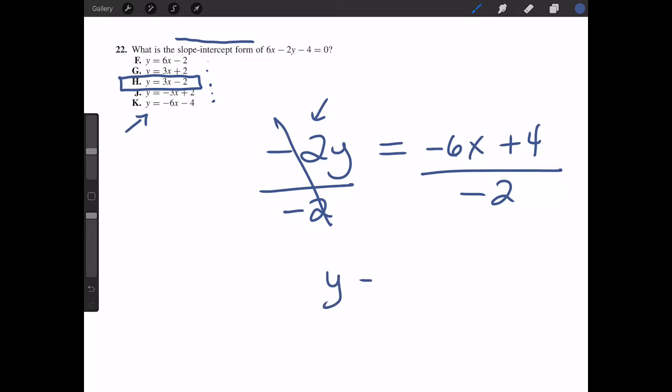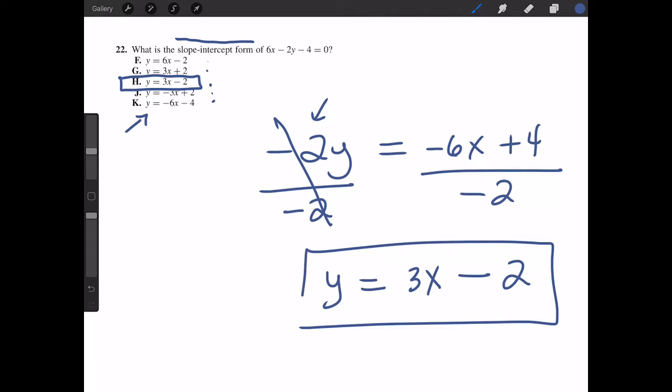Now, it's true that negative 2y over negative 2 does cancel out these negative 2's to a positive y, but then just be careful with the right side here. Negative 6x plus 4, everything divided by negative 2, well, you can look at it in steps. Negative 6x divided by negative 2, you got a positive 3x. And then adding 4 divided by a negative 2, well, because you have a positive divided by a negative, you're going to end up with a negative. Add a negative, you subtract, and then 4 divided by 2 is 2.